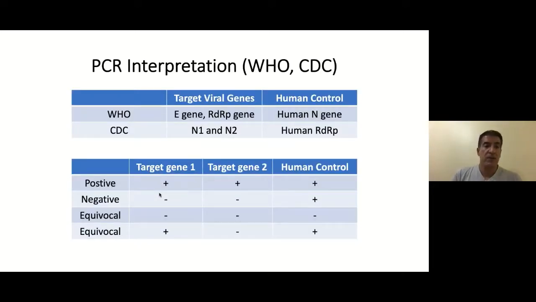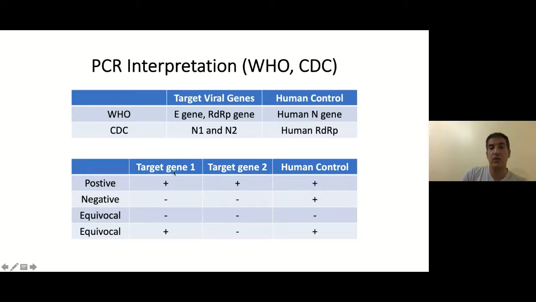Finally, PCR interpretation: positive, negative, equivocal. What do we mean by an equivocal test? In general, we test 2 viral genes and 1 human control. In a proper PCR test, the human control should be positive. That tells you the kit is working. And then the 2 viral genes that you choose have to be positive.